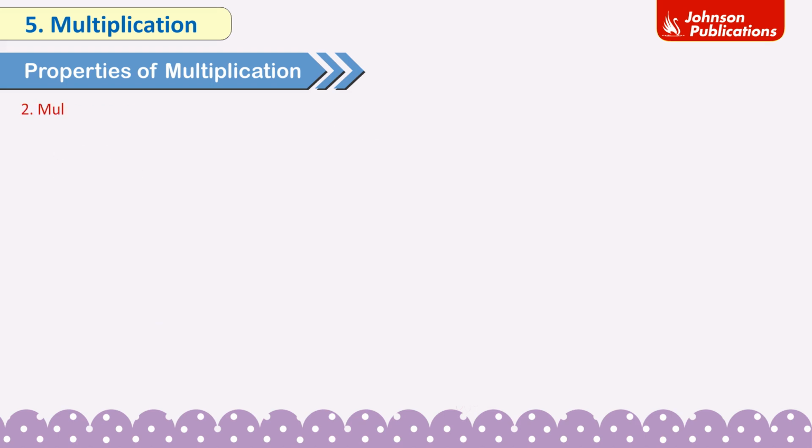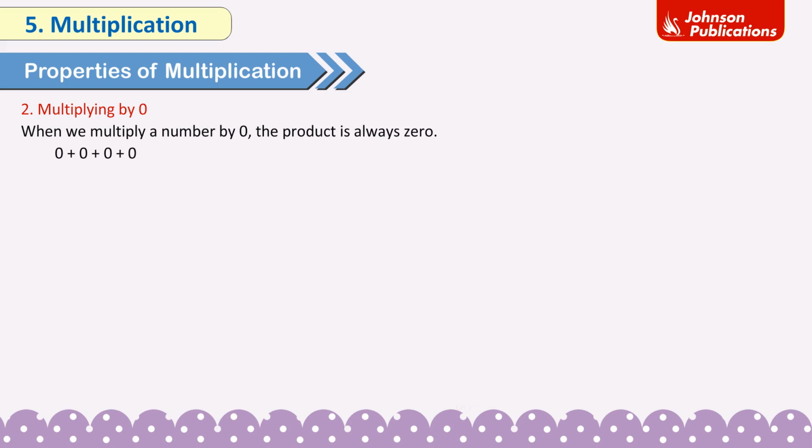2. Multiplying by 0. When we multiply a number by 0, the product is always 0. 0 plus 0 plus 0 plus 0 plus 0 equals 0. Any number multiplied by 0 is 0.